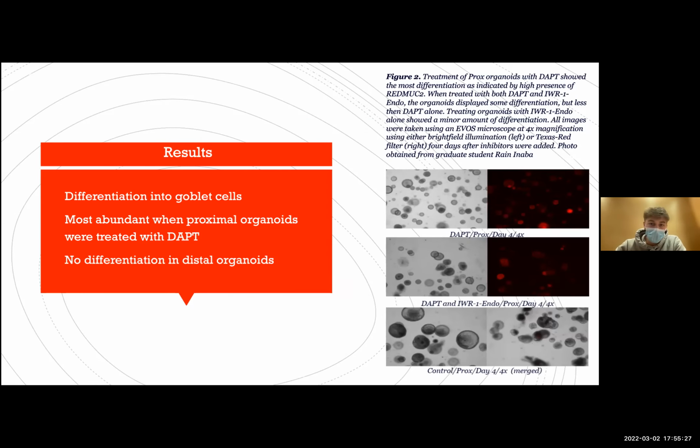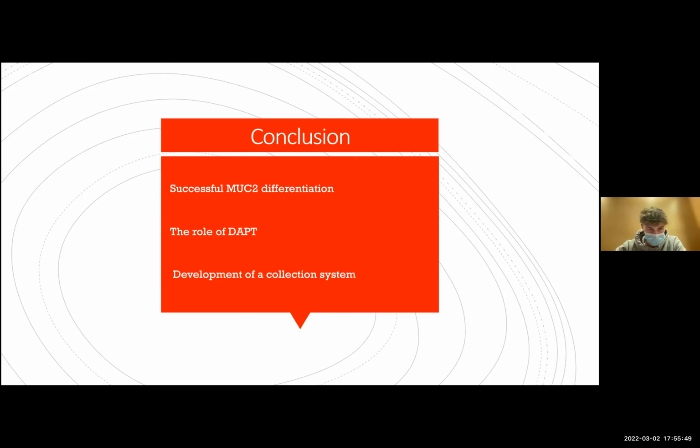So as you can see, indicated by the red, we found that differentiation was possible. It was most abundant when proximal organoids obtained from the colon were treated with DAPT as opposed to IWR endo. And we found that differentiation was not possible in distal organoids. And yeah, that was basically the extent of our project.